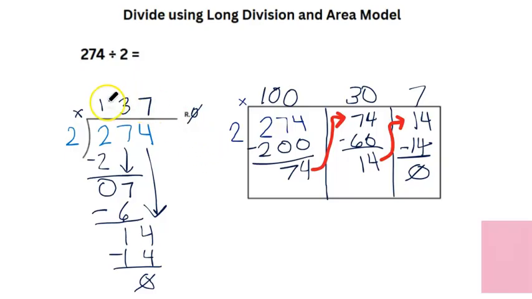Our quotient is that answer that we just solved for, this 137. If we look here at the top of our area model, we have the same answer. It's just in expanded form. We have 100, 3 tens, and 7 ones. We put that back together, we have 137 with nothing remaining, nothing left over to divide. So again, our quotient is 137. So 274 divided by 2 is 137.